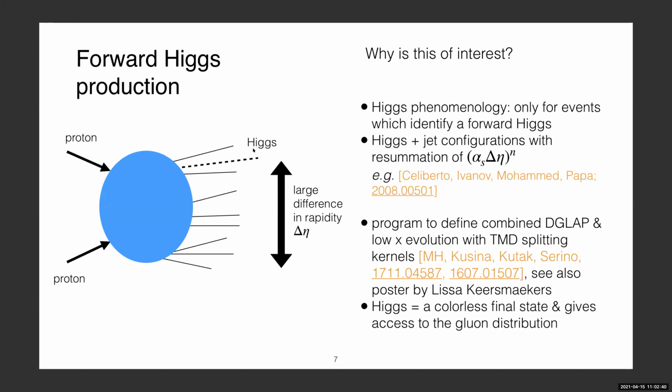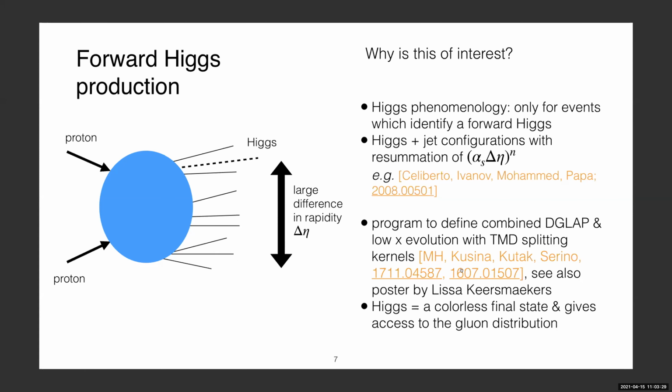But if one is honest, this kind of event is only relevant for Higgs phenomenology for events which can identify a Higgs in the forward direction. So my personal guess would be it is not too relevant. Nevertheless, there are some attempts, as we've seen already in one of the talks of this session, to study events where we have a Higgs particle in the forward direction and a jet in the backward direction, and study the dependence of the cross section on this difference in rapidity, and involve the measurement of the small-x effects. So for that, it might be a useful result that we get here.